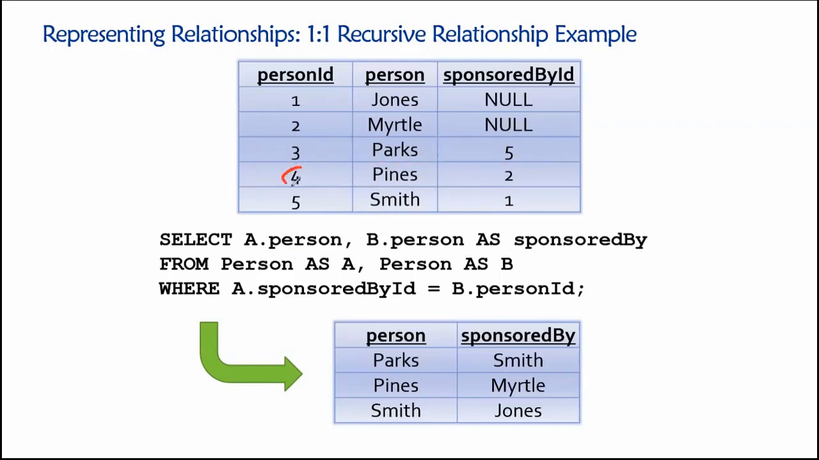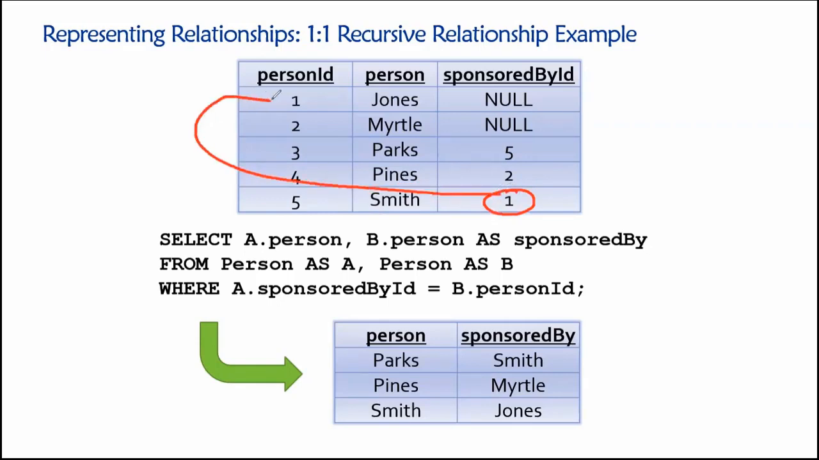Similarly, person number 4 was Pines, who was sponsored by person number 2. So I can follow this back to another row within the same table, and I can see that Pines was sponsored by Myrtle, who in turn was sponsored by no one. Maybe they're a founding member of the club. And finally, I can see person number 5 is Smith, who was sponsored by person number 1.